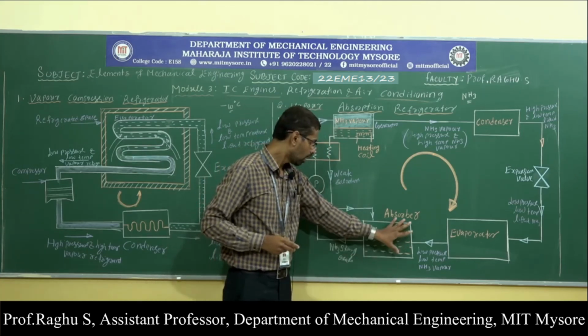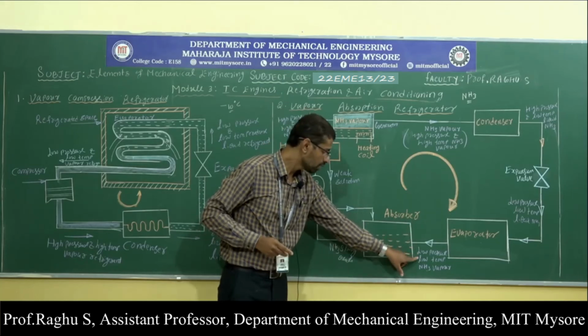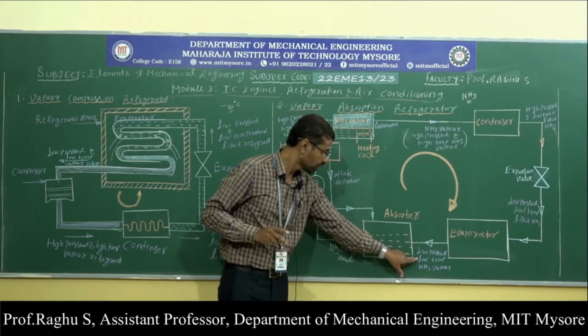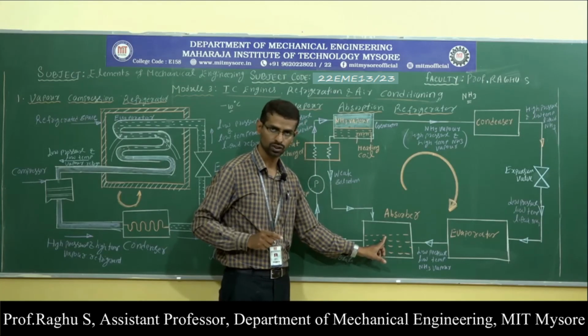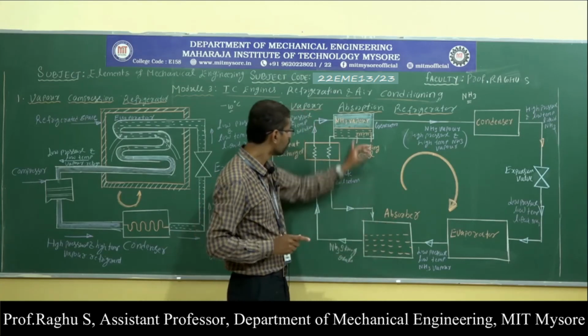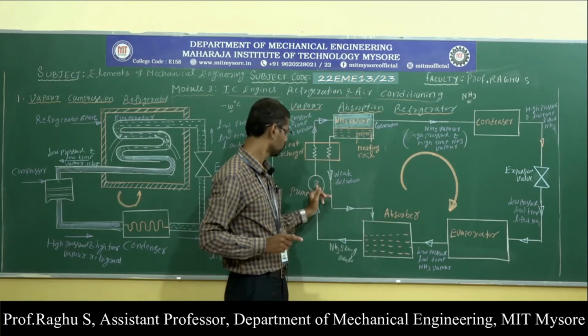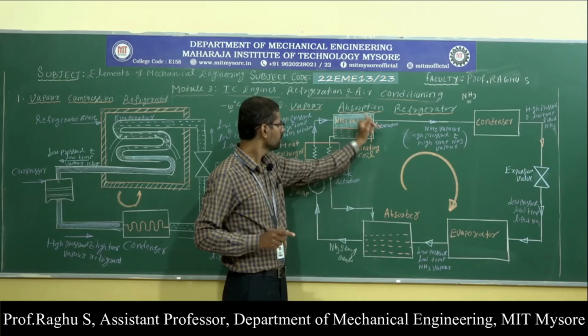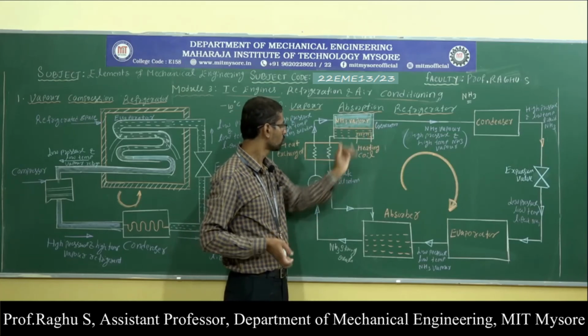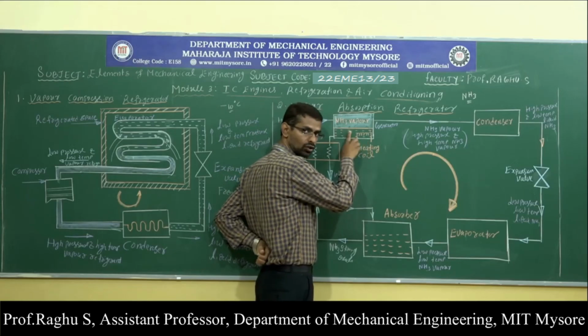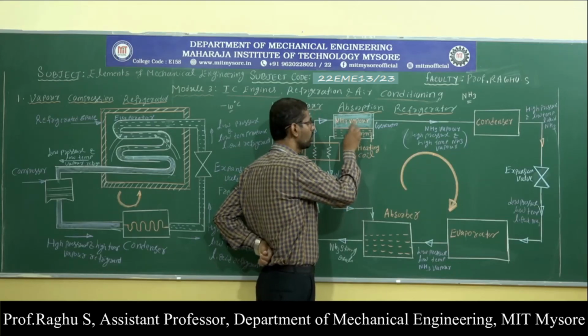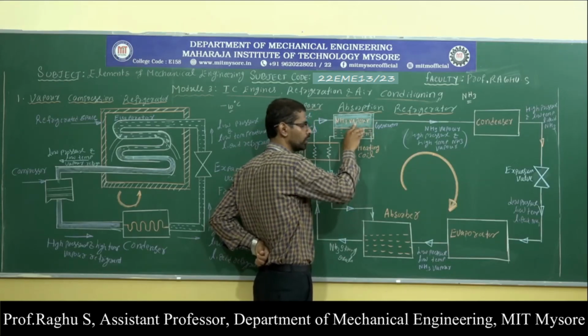Here in the absorber, first the weak ammonia solution enters into the absorber. Here strong ammonia solution is formed. This ammonia solution is pumped to the vapor generator by using a pump. Here we have strong ammonia solution. It is heated by using a heating coil. When this solution is heated, ammonia vapor gets separated from this solution.